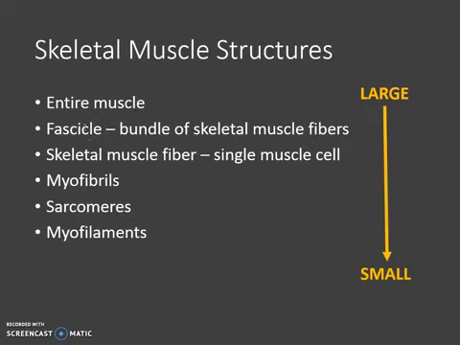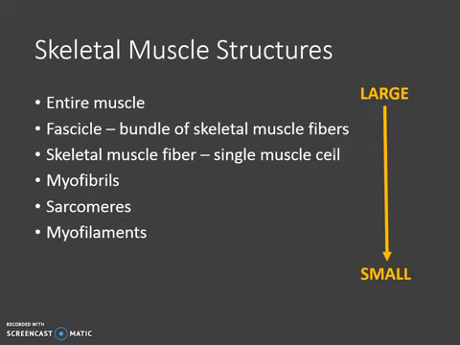The fascicles are made up of several skeletal muscle fibers, and the skeletal muscle cells are like long cylinders, so we call them fibers, but these two terms are used interchangeably. A skeletal muscle fiber is the same thing as saying a skeletal muscle cell.